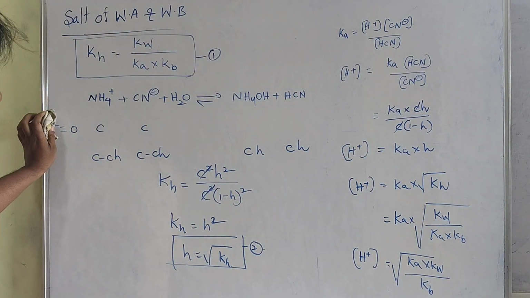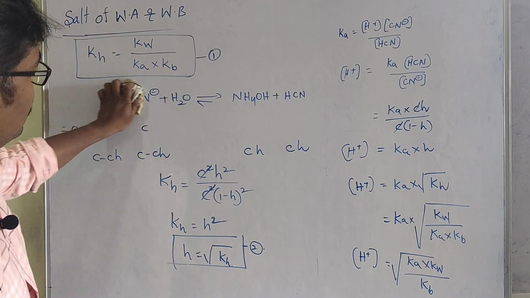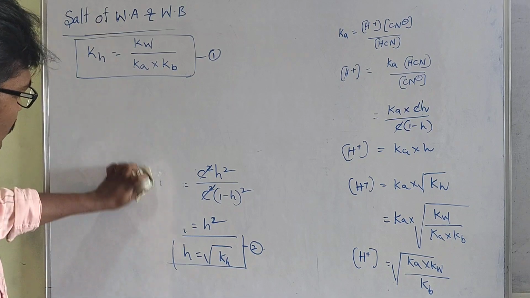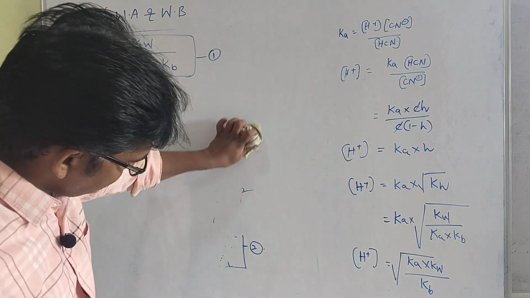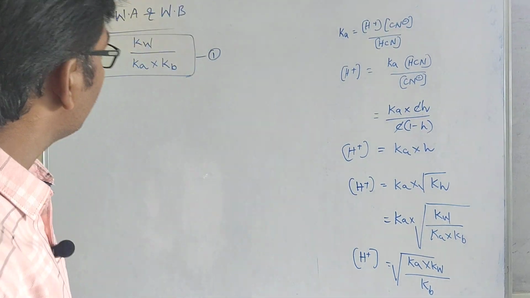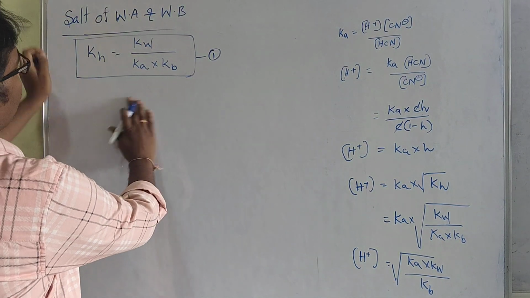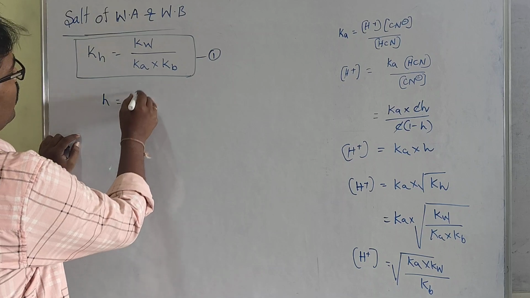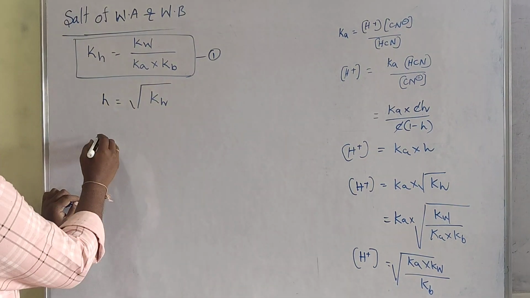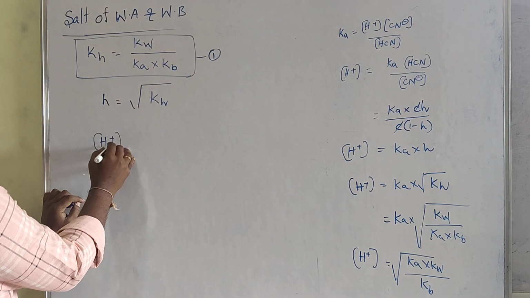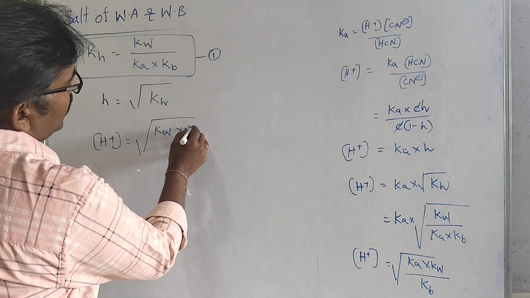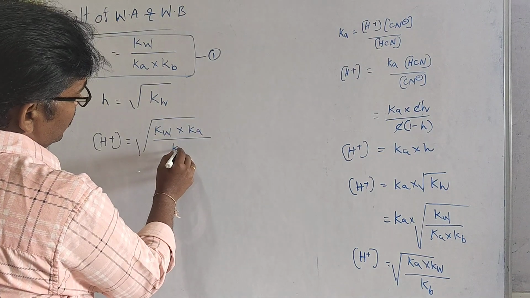Whatever the formulas are there, we are writing here. Then h equals the square root of Kh. Then one more: H plus ion concentration equals the square root of Kw into Ka divided by Kb, right?